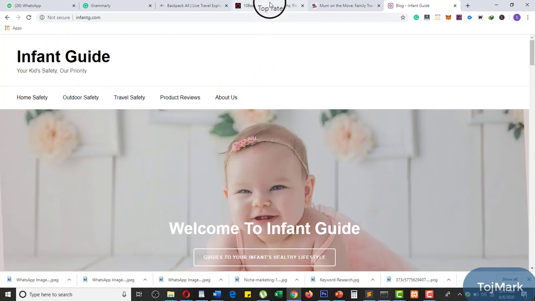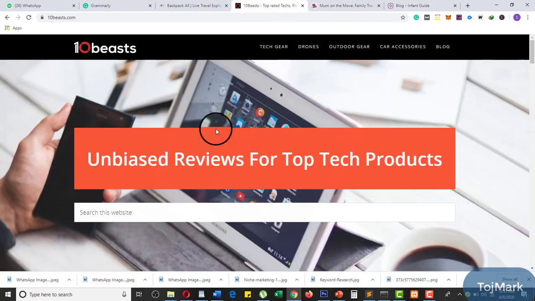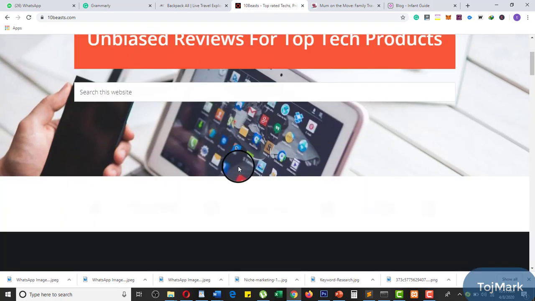It's always good, when you want to structure your website and determine your niche to pass something across, to look at an example. Let's look at 10bits. We all know 10bits. Did you know this 10bits is making almost over $10,000 per month? You can go and do research on it.